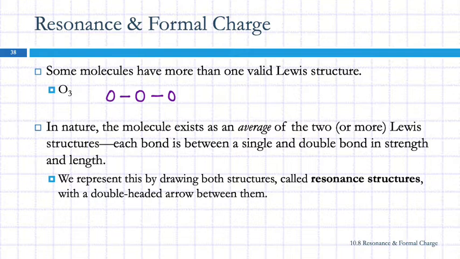Wait, I'm getting ahead of myself. So don't try to make that into a triangle or anything. So I have 3 oxygens. They each have 6 valence electrons, so that's 18 valence electrons.